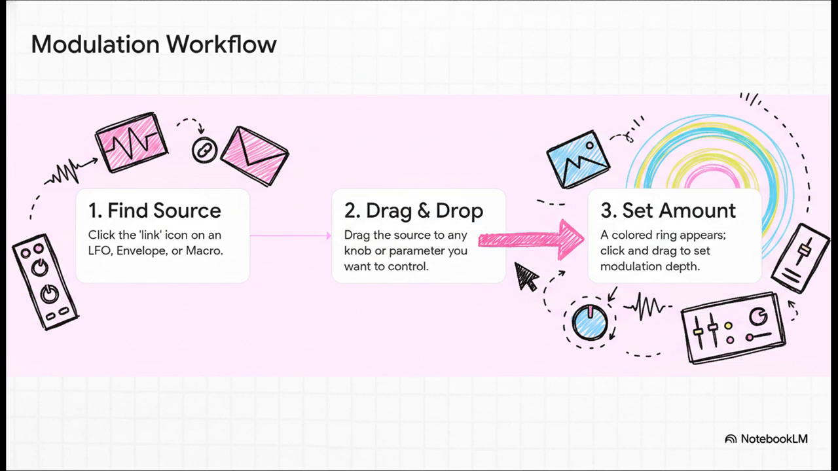You just find what you want to use as a source, like an LFO or an envelope, grab it and drag it onto whatever knob you want to control. A little colored ring pops up, you set how much you want it to move, and boom, you're done. This system makes routing even really complex modulations super fast, visual, and just easy. And that means you're spending less time scratching your head and more time actually creating music.